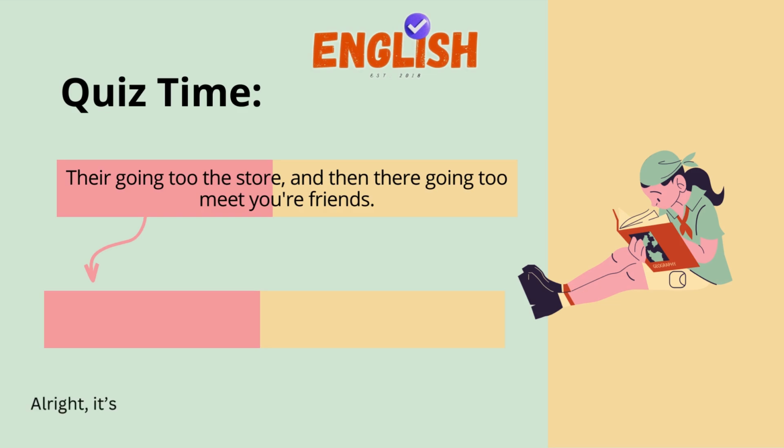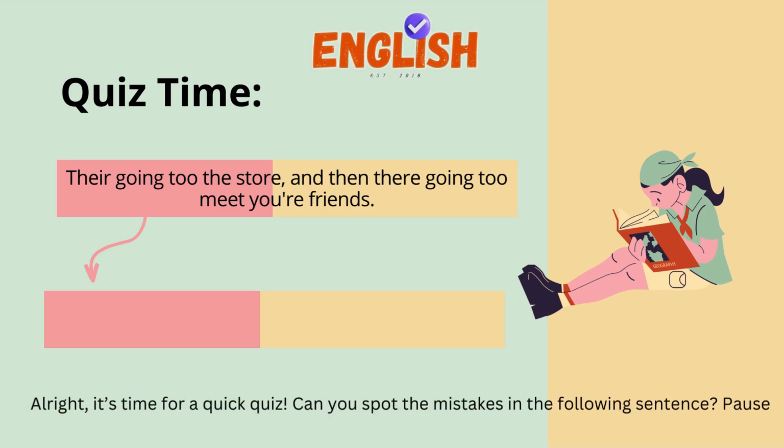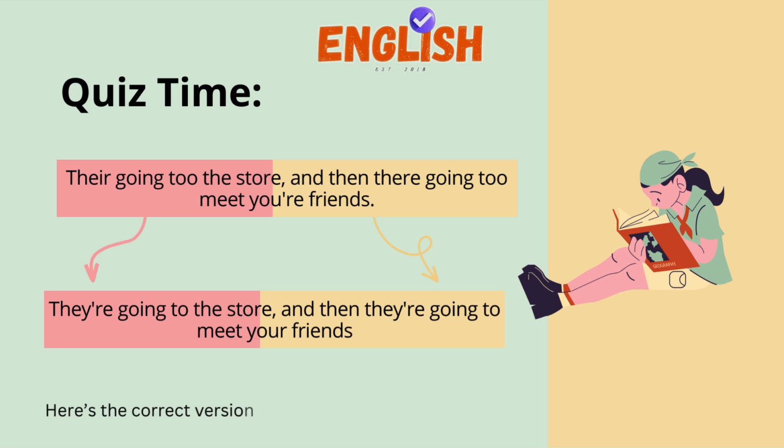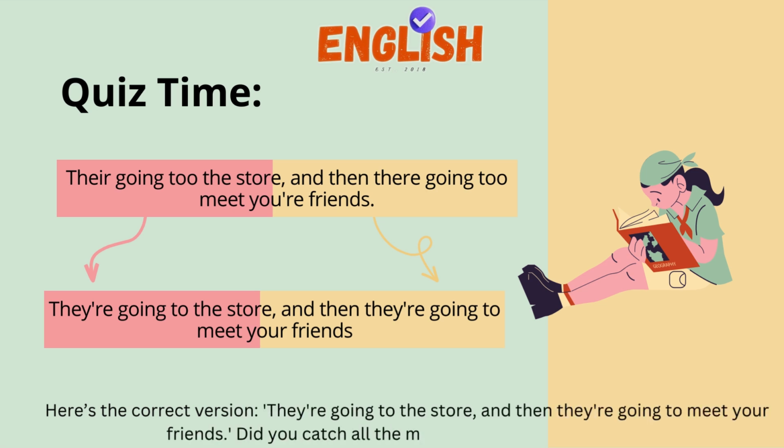All right, it's time for a quick quiz. Can you spot the mistakes in the following sentence? Pause the video if you need a moment, and let's see how well you do. Here's the correct version. They're going to the store and then they're going to meet your friends. Did you catch all the mistakes? Great job if you did.